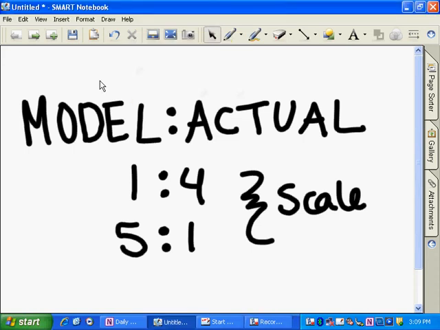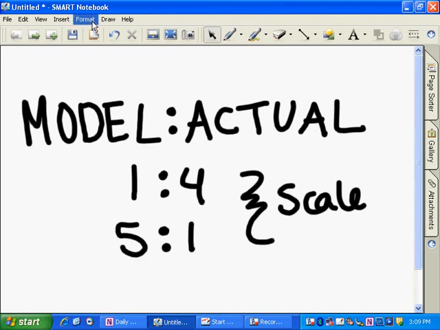I'm going to talk to you about how to use scale to either help you find the actual size of an object, or to find the model size of an object, or to find the actual distance or size, or the actual distance between two cities or two places, or the distance on the map.